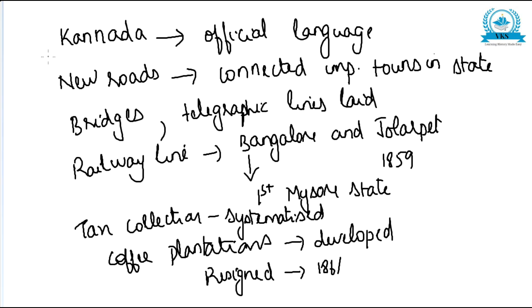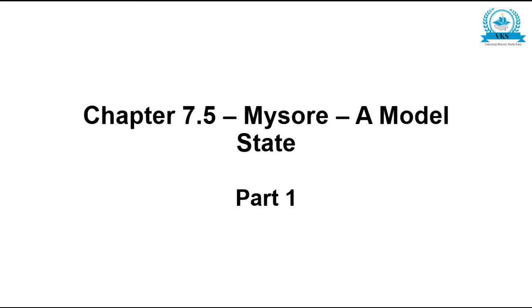So Mark Cubbon made Kannada the official language. New roads were constructed, and all important towns in the state were directly connected to Bangalore. Bridges were constructed, and telegraphic lines were laid. A railway line between Bangalore and Jolarpet was laid in 1859, which was the first railway line in Mysore state. Tax collection was systematized, and that helped in increasing the annual income. The coffee plantations were also developed, and he resigned from his post as a commissioner in 1861. So these were the developmental activities done by Mark Cubbon. Let us just go through the points.